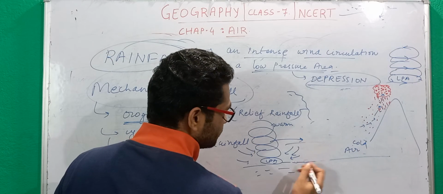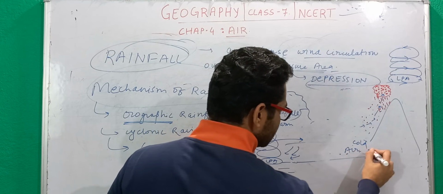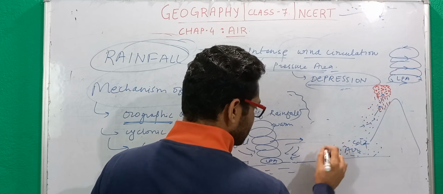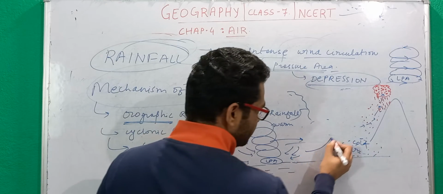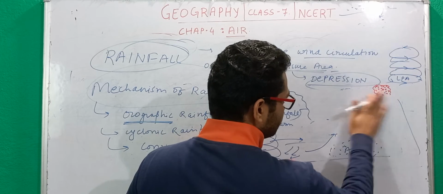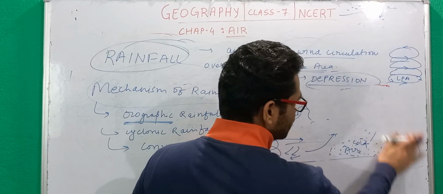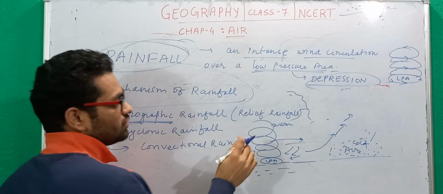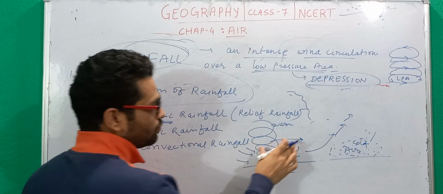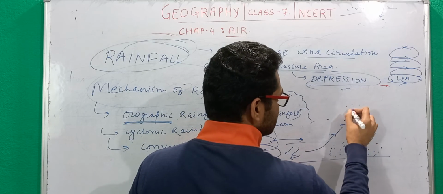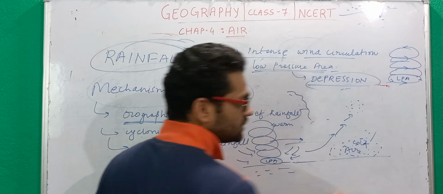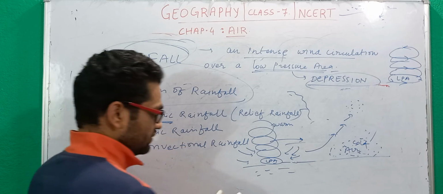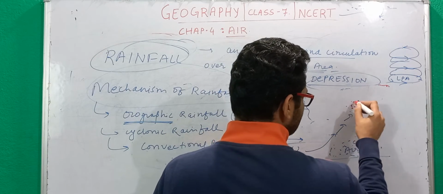So as it moves here, what will happen? This cold air is occupying this land surface. So as the warm air encounters the cold air, it will rapidly move upward. The warm air, what will happen? It will move rapidly upward, and the same phenomenon will repeat. The moisture that is contained in this warm air will get converted from water vapor into tiny water droplets, and there will be a formation of cloud.